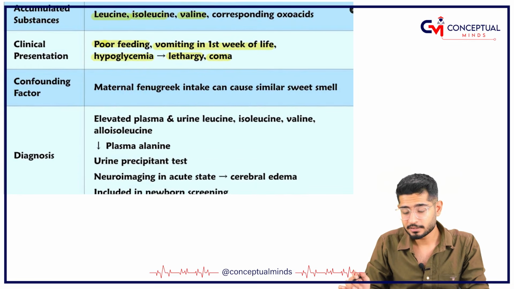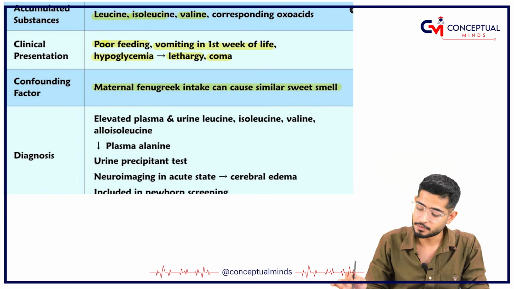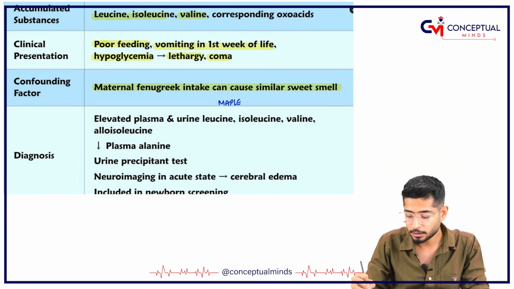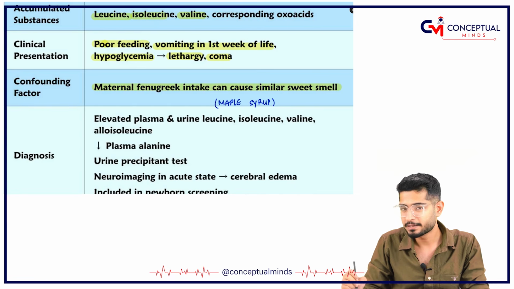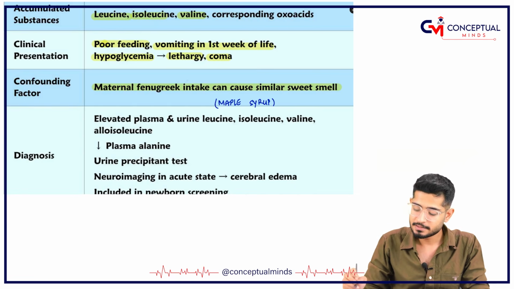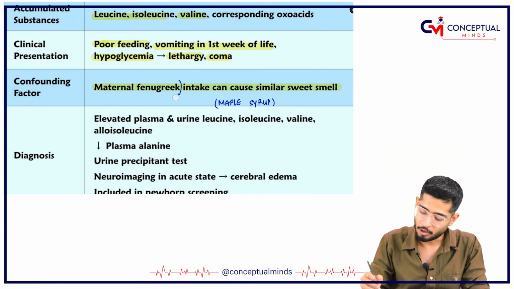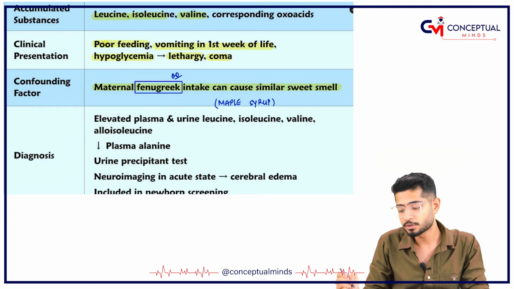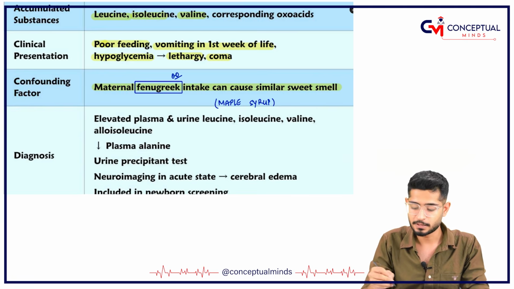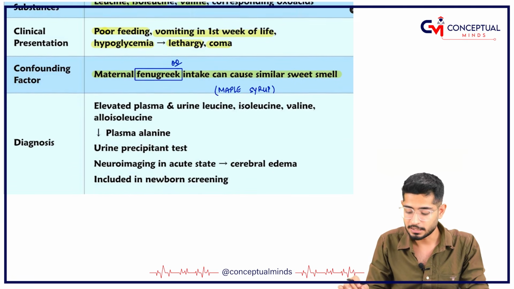What are the confounding factors? My dear friends, remember that maternal fenugreek intake can cause a similar sweet smell. Actually maple syrup urine, maple syrup is a syrup, so because of the accumulation of all these substances, the urine smells like maple syrup. Now if the mother is having an intake of fenugreek, please understand, this is important, because similarly it is going to cause the sweet smell. The sweet smell can be there because of maternal fenugreek intake also.